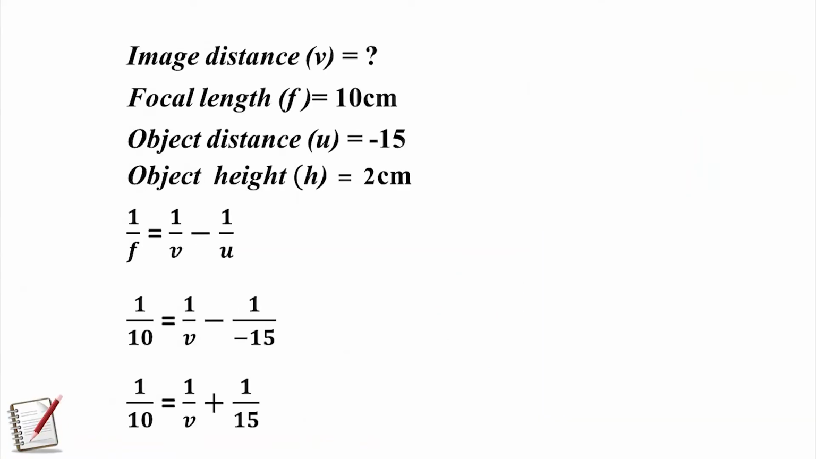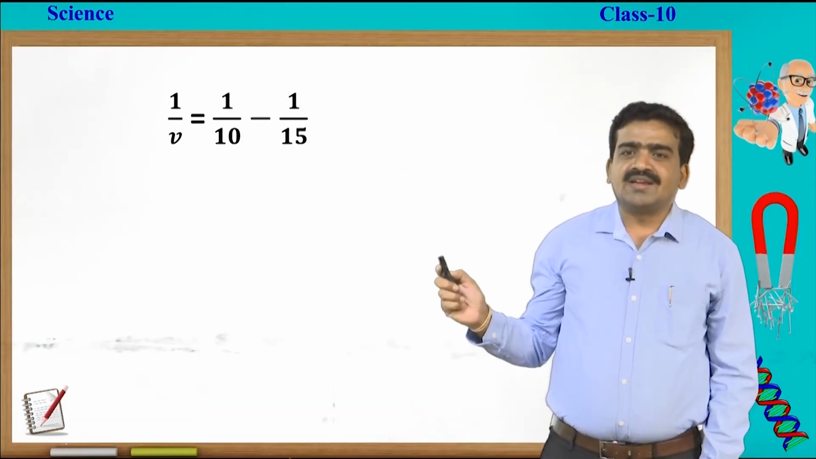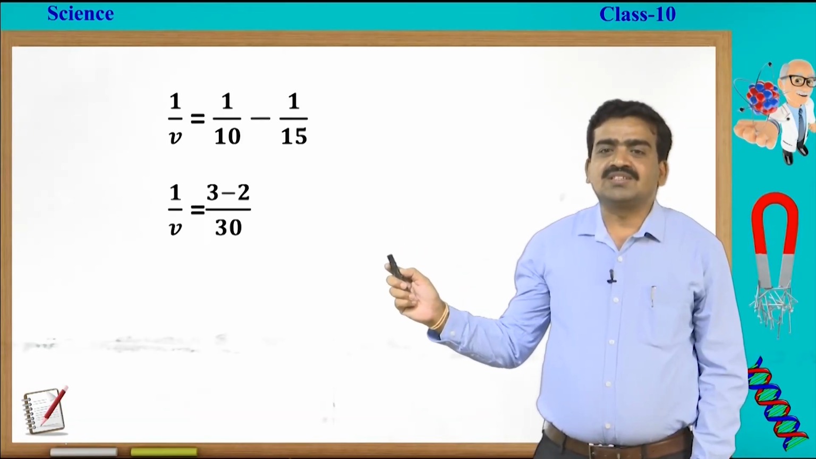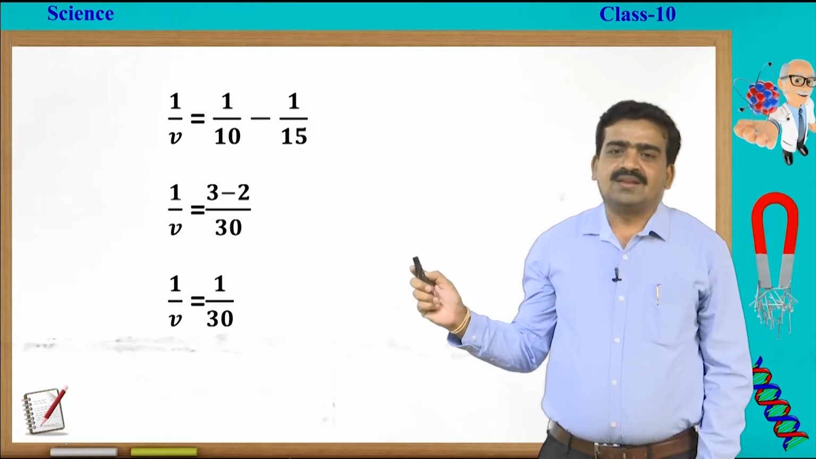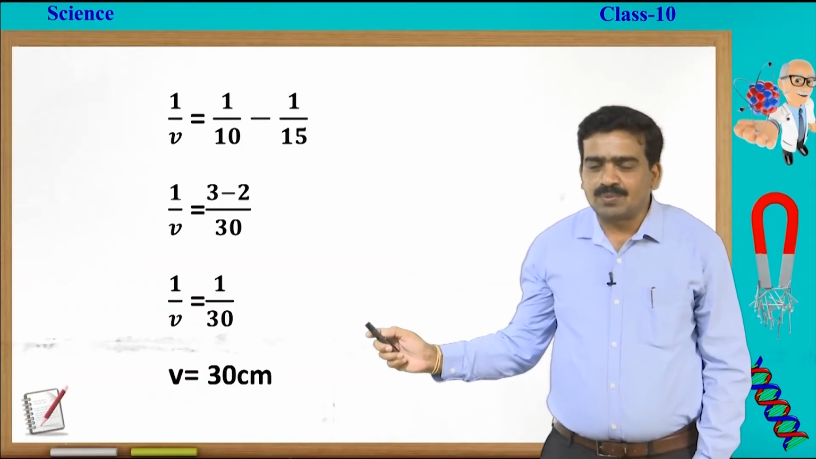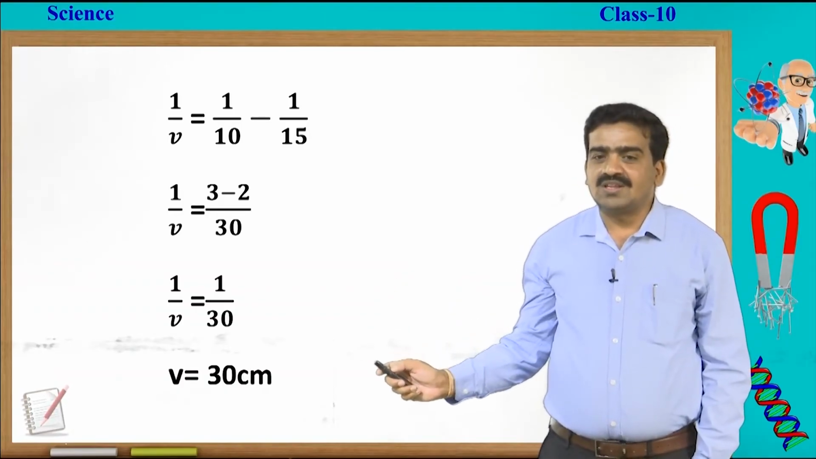So, 1 over 10 is equal to 1 over v plus 1 over 15. Now, 1 over v is equal to 1 by 10 minus 1 over 15. 1 over v is equal to 3 minus 2 by 30, then 1 over v is equal to 1 by 30. Then if we take the reciprocal, we will get v is equal to 30 centimeter.